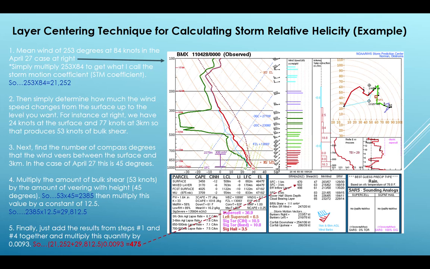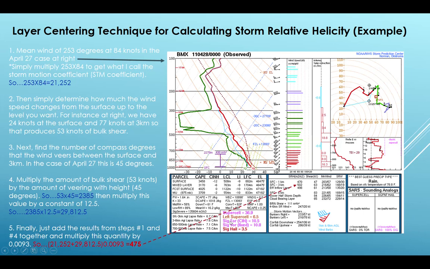21,252 plus 29,812.5. All of that quantity added together times 0.0093 gives us a final value of 475, which when we compare that to the balloon radiosonde observation of 502, we see that that is within 95% accuracy of the actual balloon observation from the Birmingham sounding 0Z April 28th, 2011, 7 p.m. April 27th in Birmingham. So there may be a slight discrepancy here.